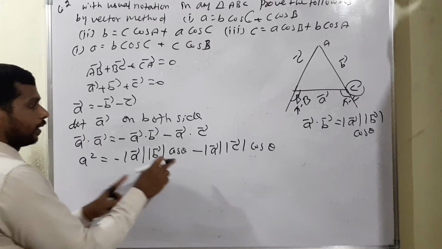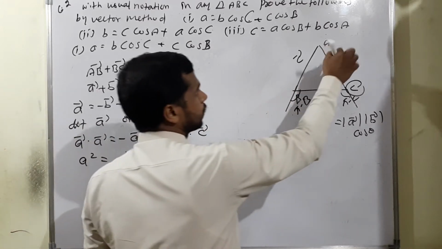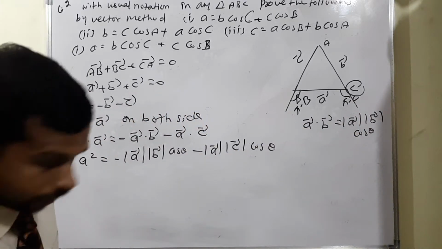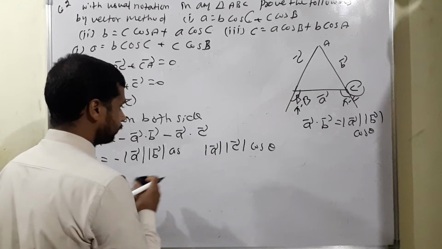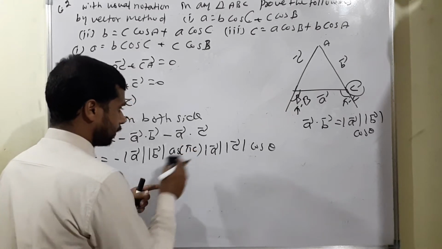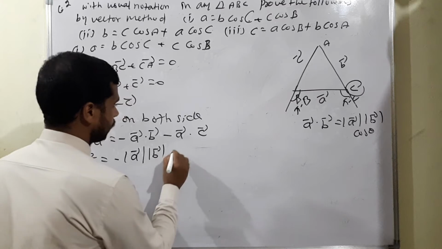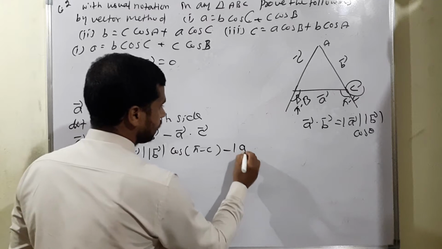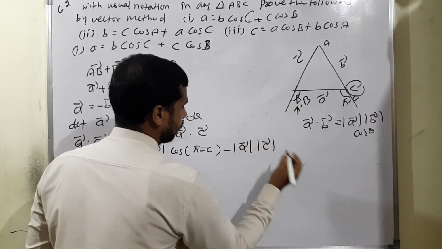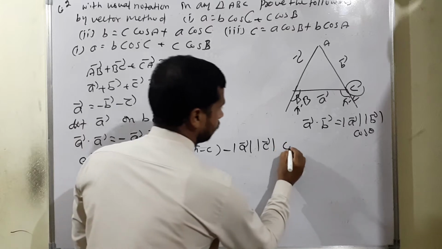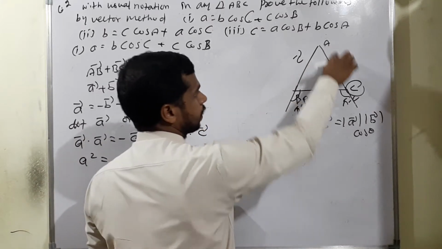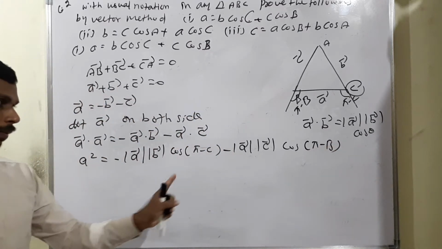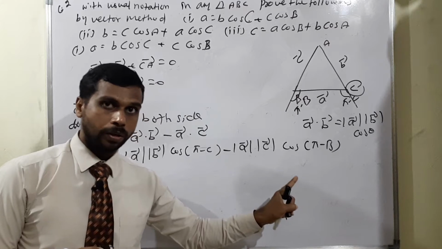But instead of theta, for A vector dot B vector we can write cos of pi minus C, isn't it? So we can write it directly as cos of pi minus C. Next condition also, minus sign as it is, so modulus of A vector into modulus of C vector, then cos of pi minus B for A vector dot C vector, the opposite side. Already I have given a clear explanation in example 6.1, the previous video.